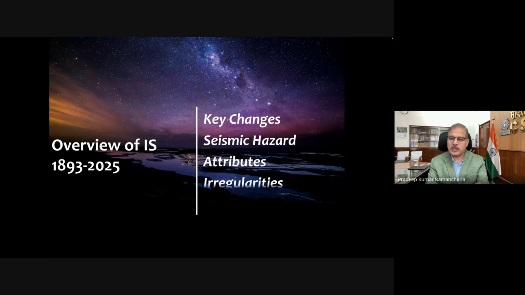I will be touching upon the following things. One is what the key changes are, and what seismic hazard is, and what the attributes of a good structural design are, specifically with reference to 1893. Then what the irregularities in a building are, and if they are present, how to correct them, and finally closing thoughts.